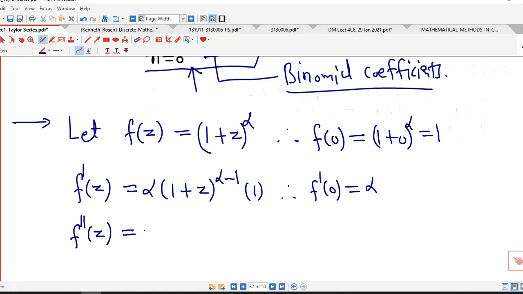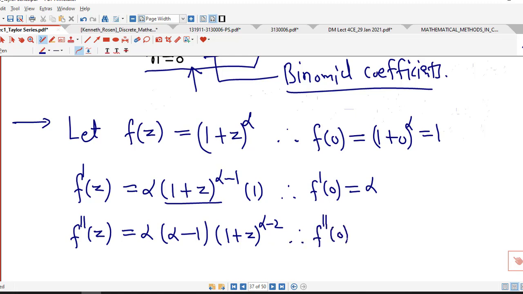The second derivative has this α as it is. The derivative of this is (α − 1) times (1 + z)^(α − 2) into the derivative of 1 + z, which is 1. Therefore the second derivative is given by α(α − 1), and if we put z equal to 0 here, we have α(α − 1).